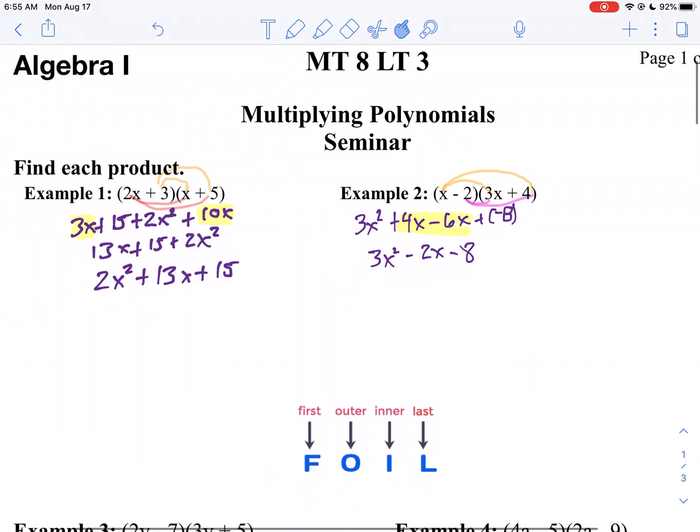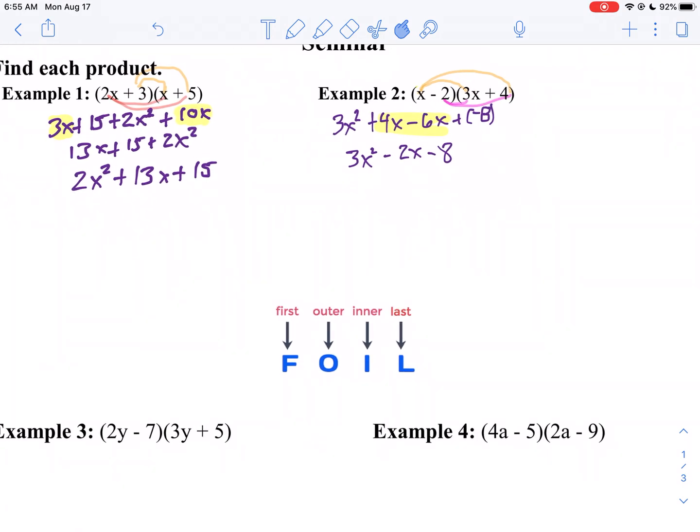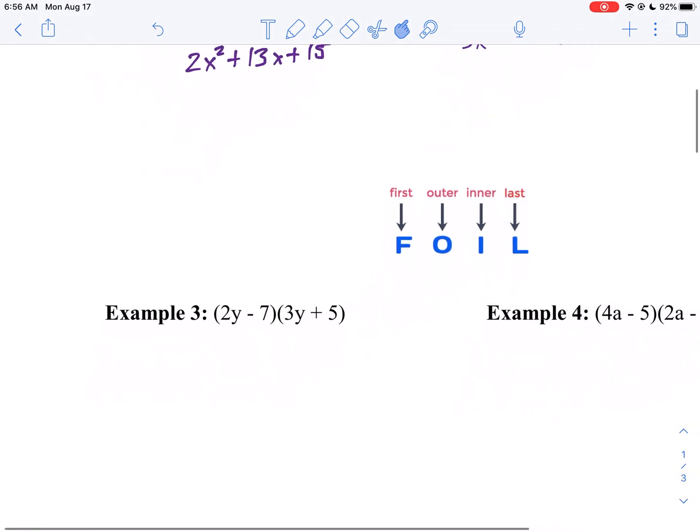Now you heard me refer to it, and one of the vocabulary words is the FOIL method. FOIL is just a way to remember to double distribute. We did it when we did example 2. We multiplied the first terms. We multiplied the outside terms. We multiplied the inside terms. We multiplied the last terms. That's FOIL. It's just a way to remember double distribute. It's kind of like a magic trick almost, which I really don't like, but we'll use it for this.